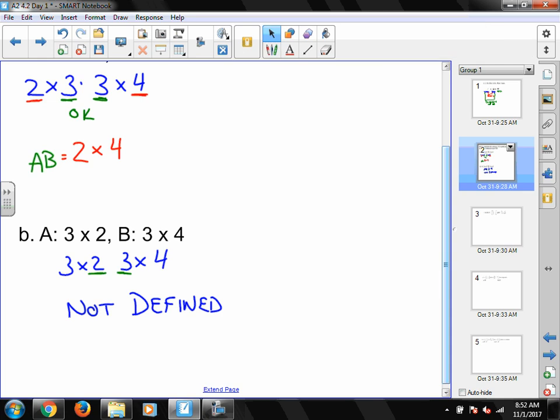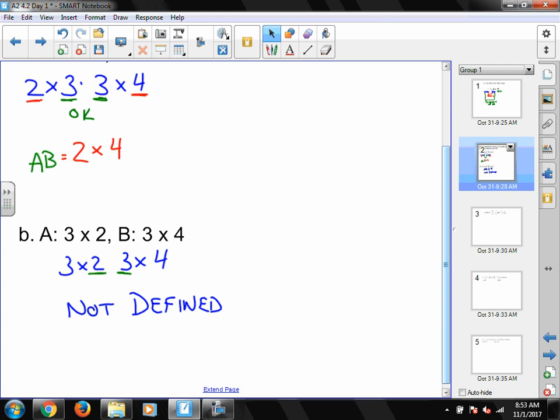Be careful with these on your homework and stuff. This is a way to check to see how well you know your multiplication of matrices, because it's easy to sneak one of those in there and have them be not defined, meaning that you can't multiply those two. So since you can't multiply them, you don't have to worry about having the dimensions of AB.